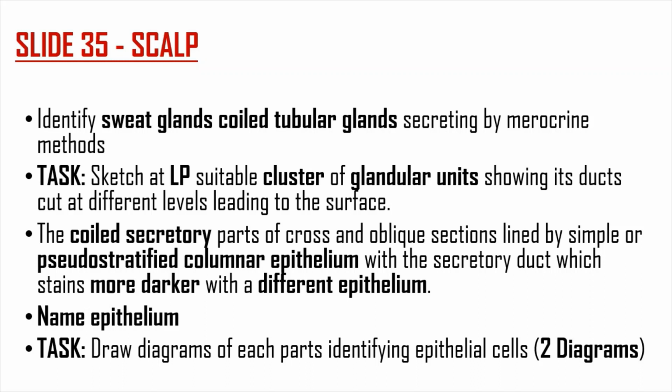There are 3 modes of secretion. The glands can either secrete by merocrine, apocrine, and holocrine. So you need to know these 3 types of secretions by glands, and they will surely show up in your histology test. So the task is to sketch at low power and also at high power. Now let's look at these glands.